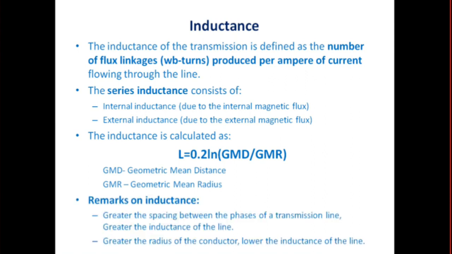If the spacing between the phases of the transmission line is high, then the inductance of the line will be high. Similarly, if the radius of the conductor is high, then the inductance of the line will be low.